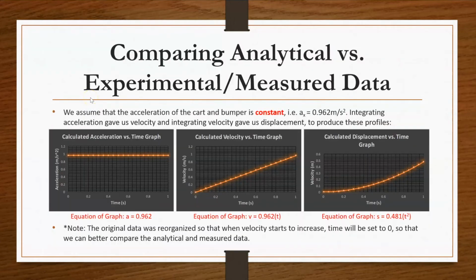Comparing analytical versus measured data, we have made the assumption that the acceleration of the cart and bumper is constant all the way through, giving us a linear horizontal line in the acceleration versus time graph. Integrating this gave us a linear positive slope for the velocity time graph, and integrating this further gave us a parabolic shaped displacement versus time graph with the equation 0.481 multiplied by t squared.